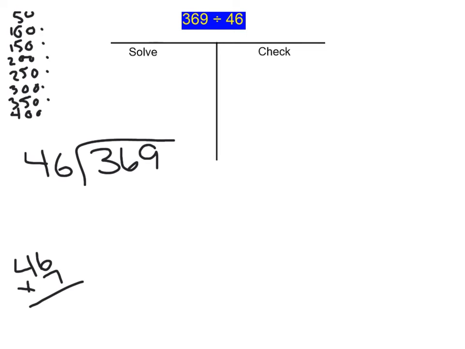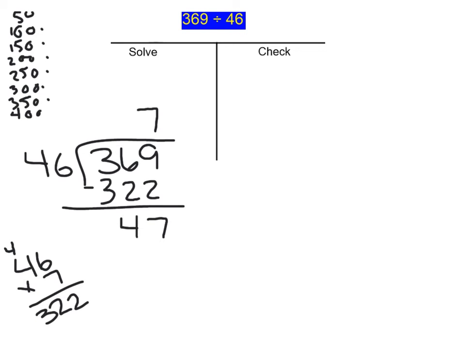7 times 6 is 42. 7 times 4 is 28, plus 4 is 32. And we've got 322, which is kind of close to 369. Let's see if it works. 7 times 46 is 322. We subtract, and we get 47. Now I have 47 over 46.